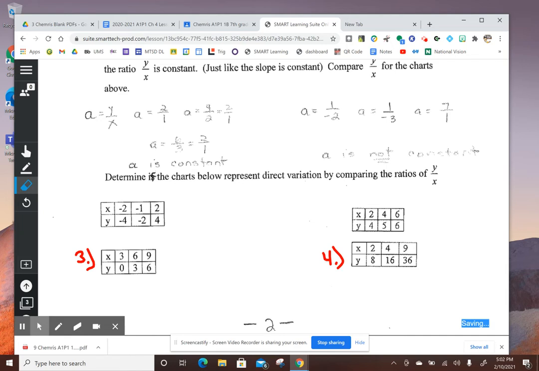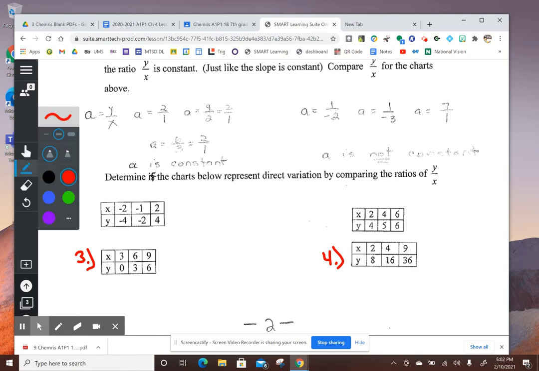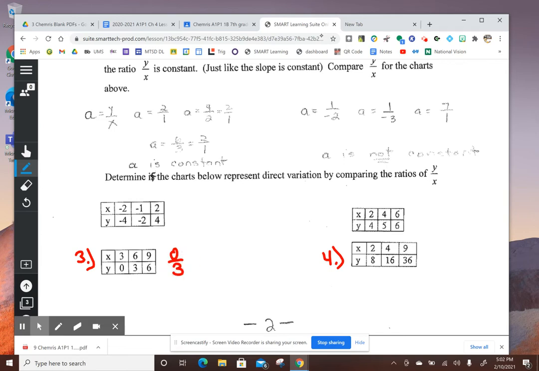Okay, so for number 3, I'm going to put y over x. The first one is 0 over 3, which is 0. The second one is 3 over 6, which is 1/2. And I can go ahead and stop because obviously they're not the same, but I'll put 6 over 9 just to show that 2 is different. So this is not direct variation, and it's not direct variation because when I put y over x, I don't get the same number.